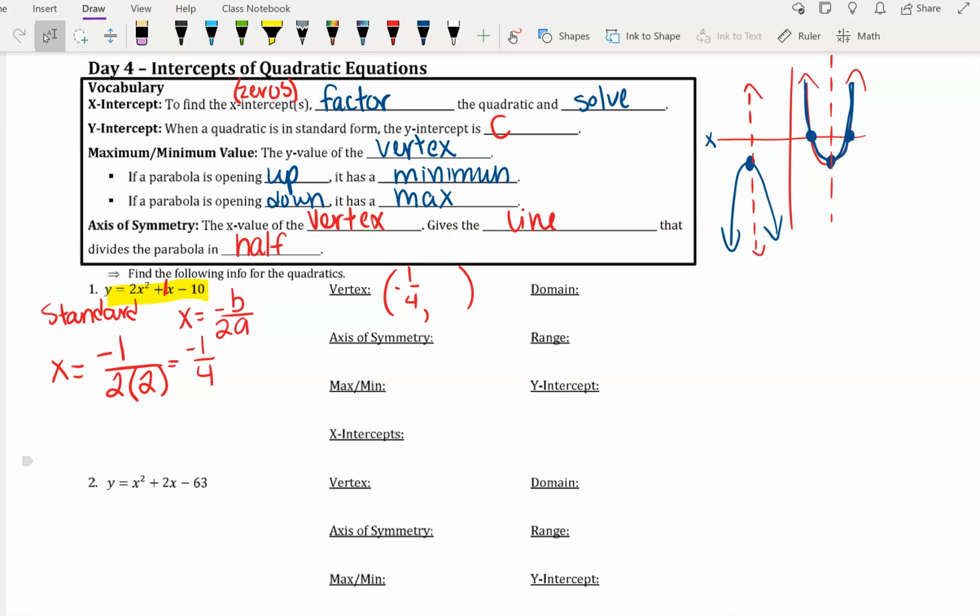Most of the time, or well, not most of the time, but a lot of the time you'll get a nice whole number for x. That's kind of a mean x value to give you, because we now have to use that 1/4 and plug it in to find the y value.